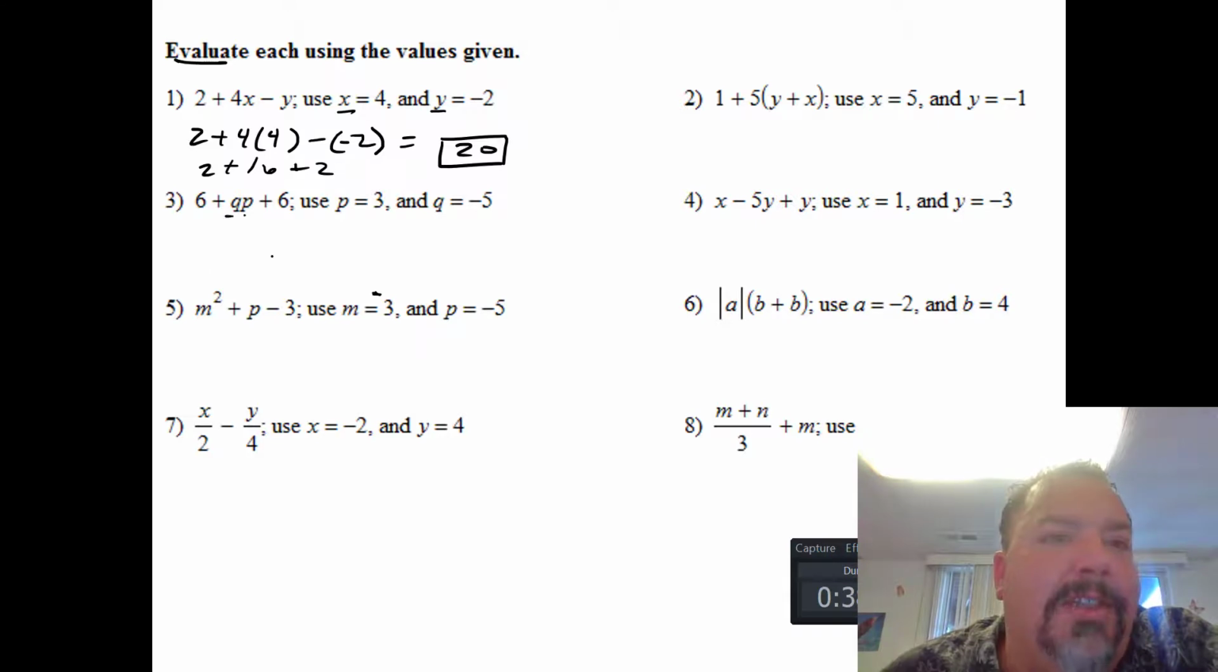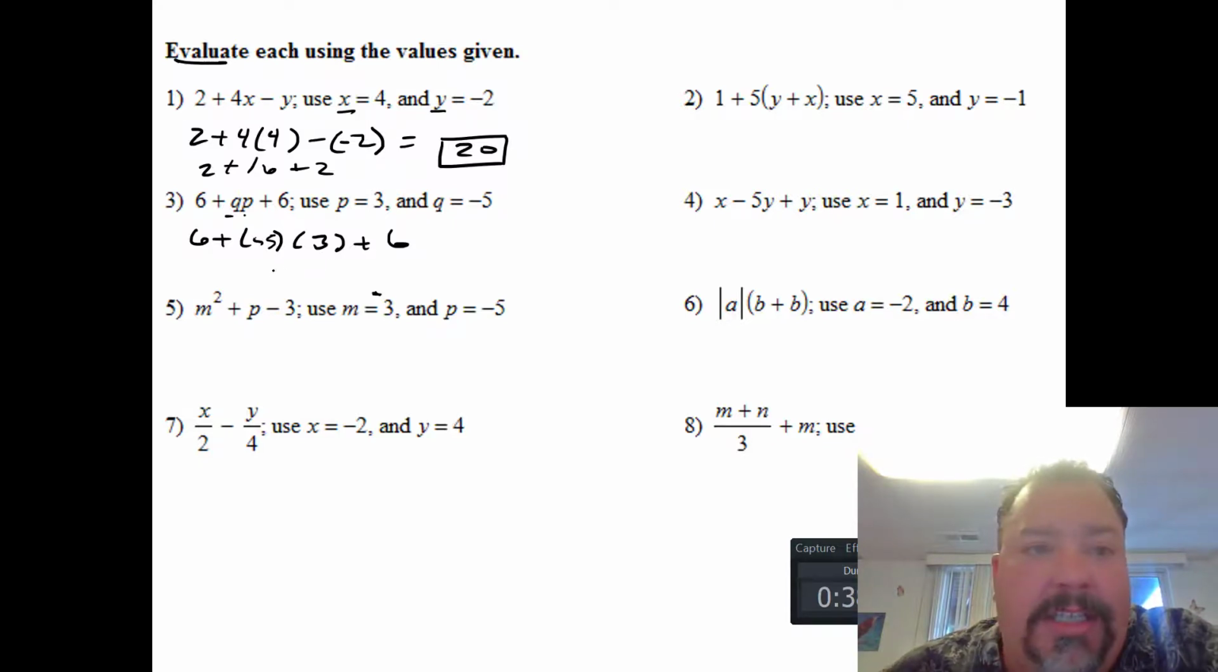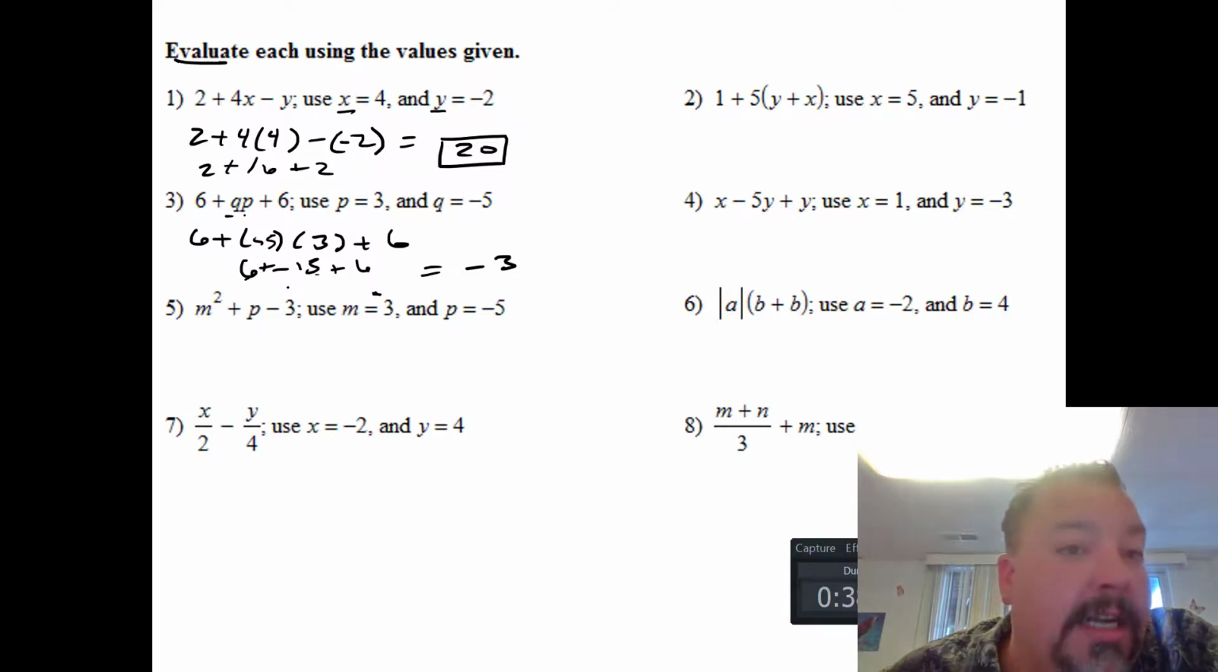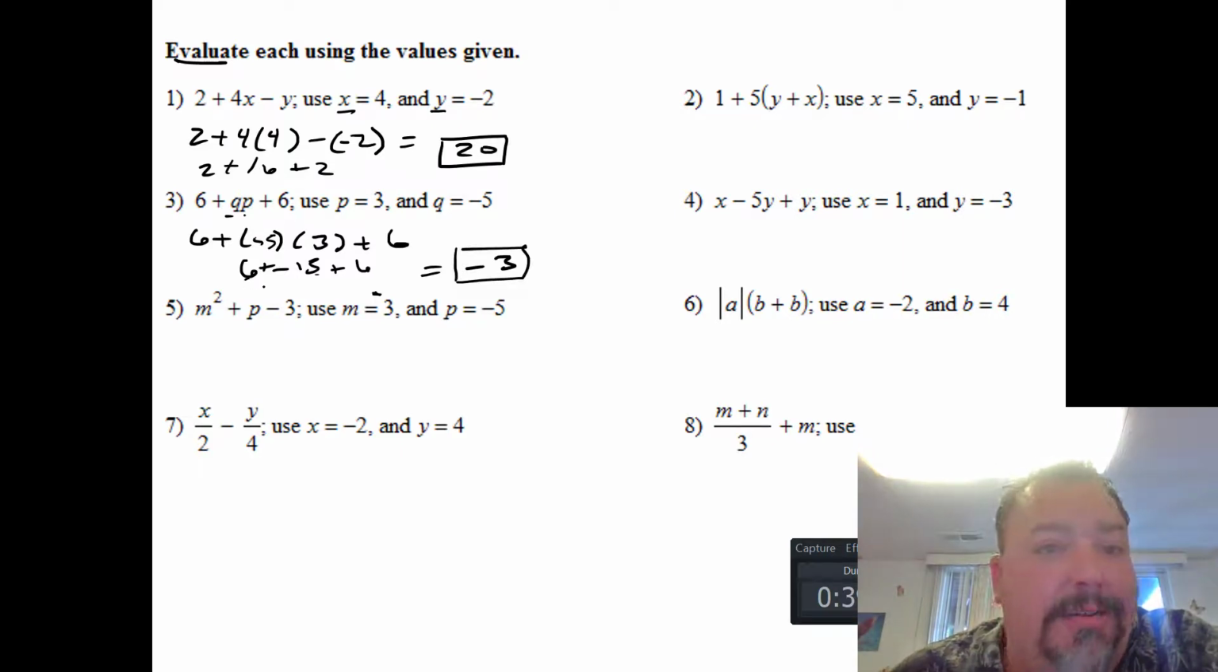When you have 2 letters, 2 variables right next to each other, remember that means that they are being multiplied. So again, I'm going to take out the variable, put a parenthesis, take out the p, put another parenthesis, and we got p is 3, that's going to go in this spot. q is -5, that's going to go in this spot. And then we want to do order of operations again. So we get 6 plus -15 plus 6. What does that come out to? That comes out to -3. So 6 minus 15 is -9. -9 plus 6 is -3. So you can check that that's what we get there.